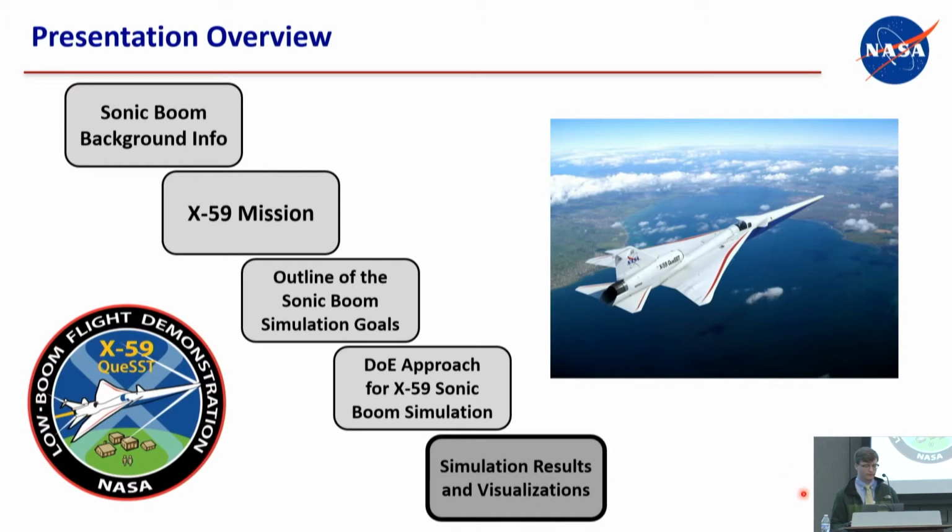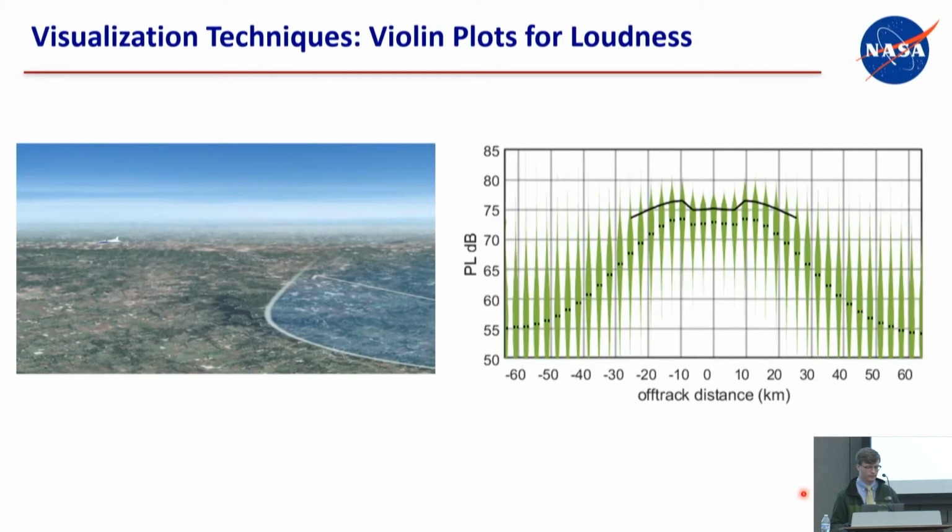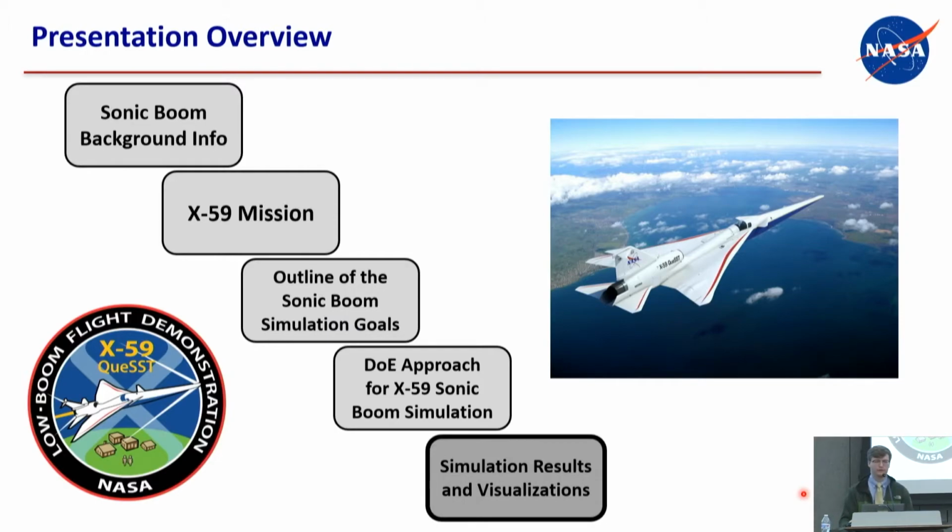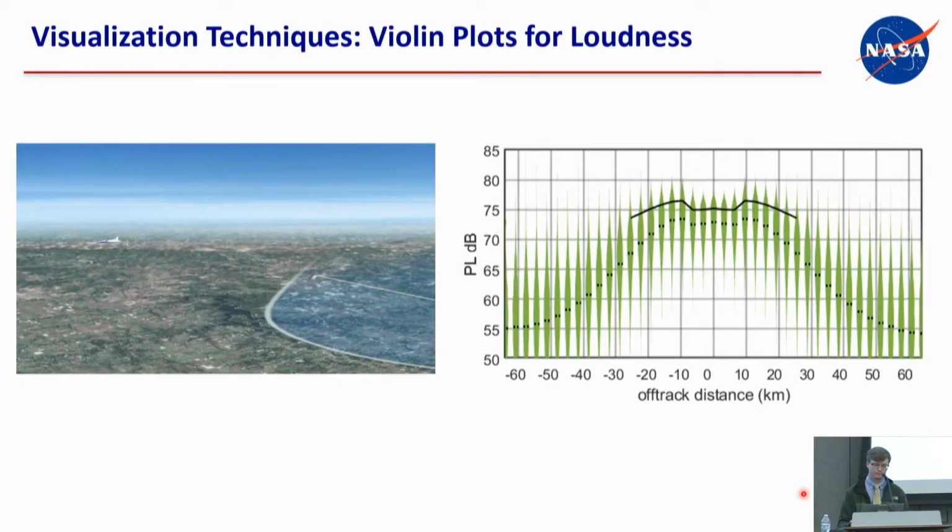I teased some of the visualization results already, but I'll move into the results and other visualizations we chose. So the first one are violin plots. What's shown here is the loudness across the sonic boom carpet for our simulation study. Each of the violins is at a 2 statute mile or 3.2 kilometer location, so we computed the loudness of the booms in each of those positions. And the violins show the peak normalized probability density function of the loudness at each of those stations.